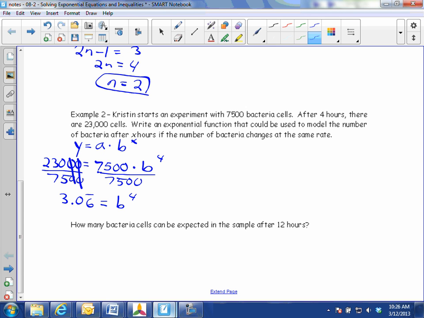Okay, so then how are we going to get b by itself? How do we get rid of that 4? Take the 4th root. So you're going to take the 4th root of everything. Do we have control of the calculator? How do I do that? It's a repeating decimal that never ends.